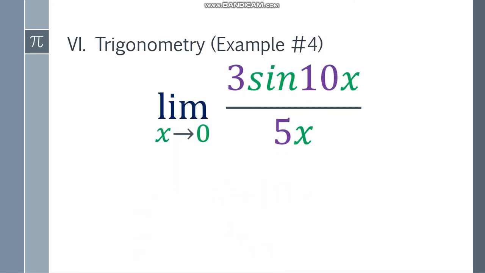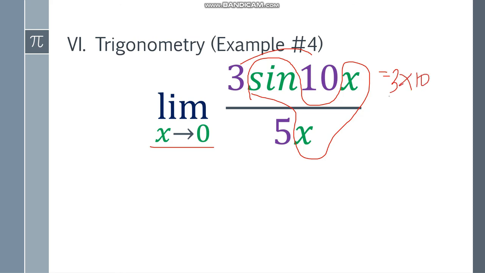Example number 4. What if we have, okay, a number beside the left side of sine, and a number between sine and x, and a number beside x at the denominator. Again, remember, as long as sine x is there and x approaches 0, that will be 1. We just simplify this one. 3 times 10, that will be 30. 3 times 10 is 30 over 5. So that will be 6.